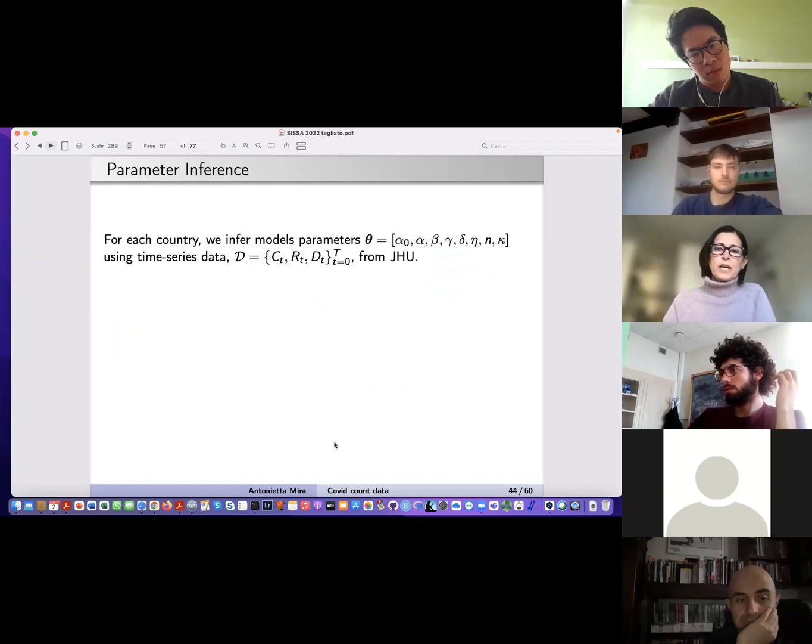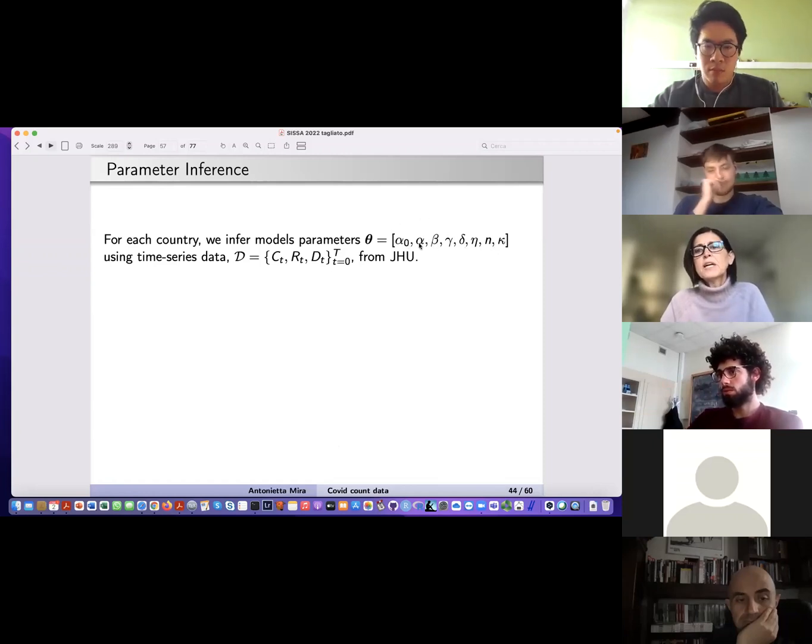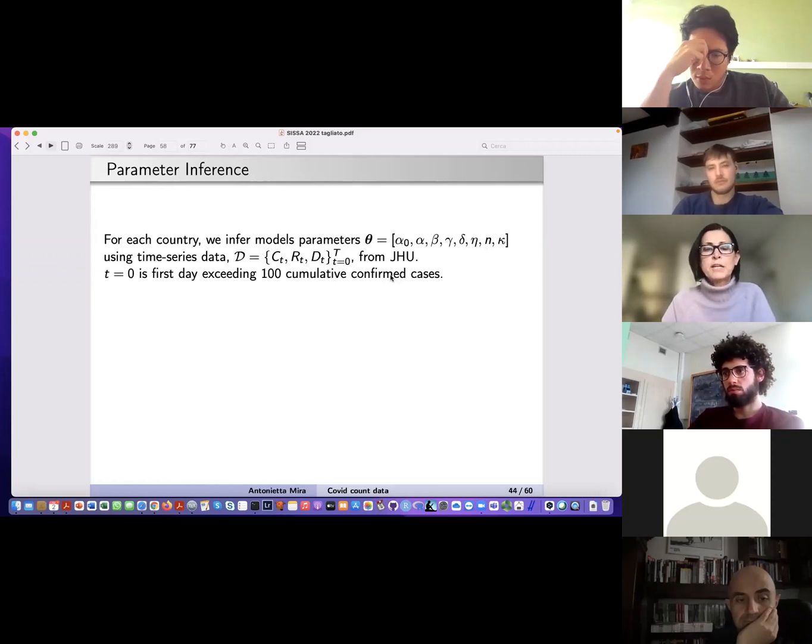So this is the model. Overall, we have a vector parameter: the alpha, the beta, the gamma, the delta. Then we have the alpha 0, the eta, this N parameter, and then K. We estimate those parameters using the observed time series from the Johns Hopkins University website, and we estimate a separate model for each country.